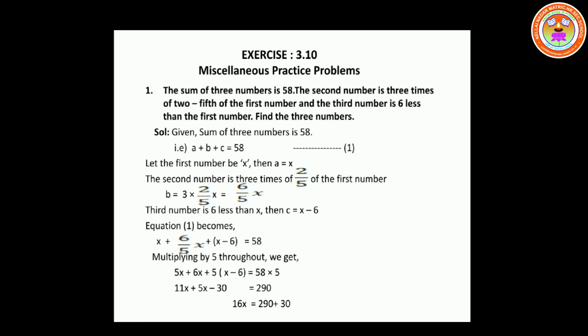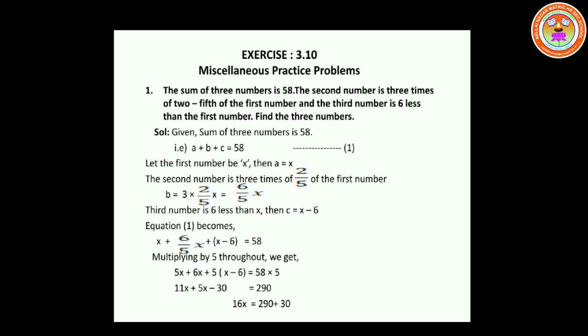So in this session we are going to do exercise 3.10, where you'll have the miscellaneous practice problems. So let us begin. First, the sum of three numbers is 58. The second number is 3 times 2/5 of the first number, and the third number is 6 less than the first number. Find the three numbers. So there are three numbers and the sum of the three numbers is 58. Let us go to the solution.